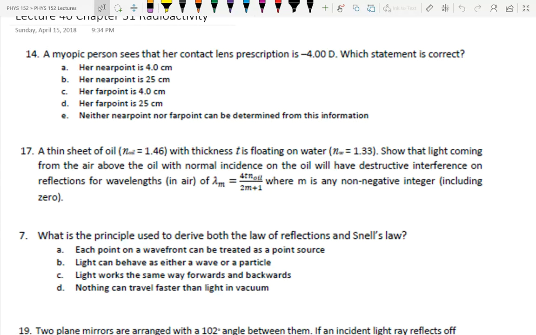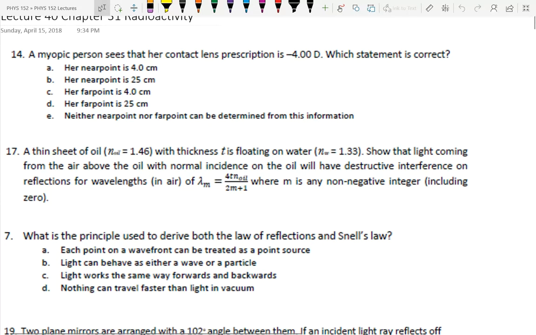These are the questions that were the hardest for people, so I thought I'd quickly review them before I get started. A myopic person sees that her contact lens prescription is minus 4.00 diopters. Which statement is correct? What does myopic mean? Okay, that means nearsighted. If a person is nearsighted, what do they have a problem with?